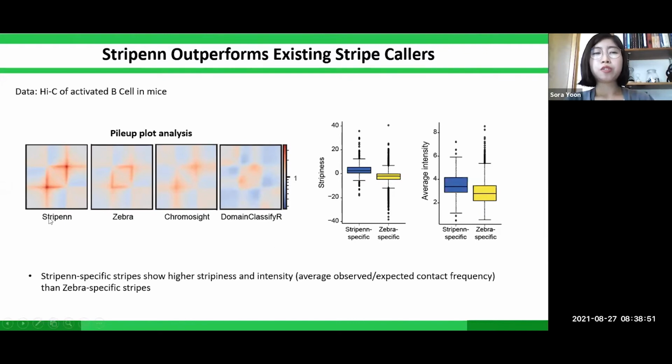And we found that Stripenn outperforms other existing stripe callers, as shown in this pilot plot analysis. We also found that the stripiness and average intensity of the Stripenn-specific stripes are significantly higher than that of Zebra-specific stripes. Here, I didn't include the Chromosight and Domain Classifier-specific stripes because they didn't give the exact stripe coordinates.